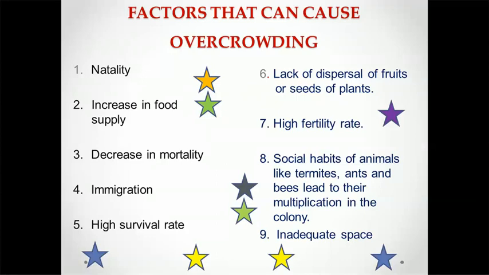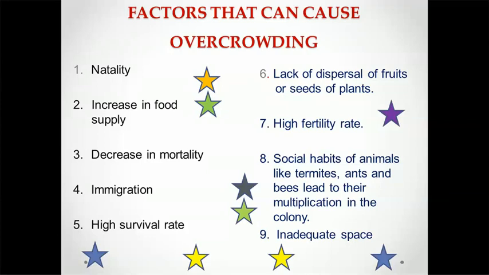Number 4, immigration. Immigration simply means organisms coming into another habitat from a place. When they come into a habitat, they can increase the population there, and that can lead to overcrowding. In countries, we call them immigrants. When immigrants come to other countries, they increase the population of that country. Number 5, high survival rate. When organisms have a high survival rate, this can lead to overcrowding because they won't die easily, and so they can survive better, and this over time can also lead to overcrowding.